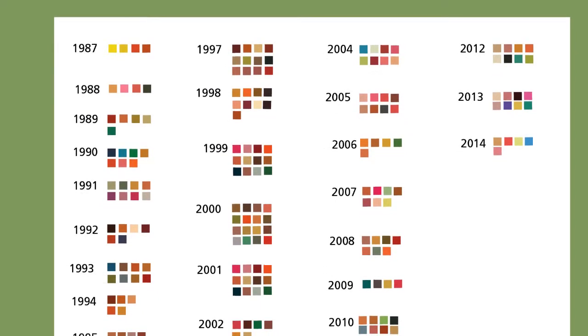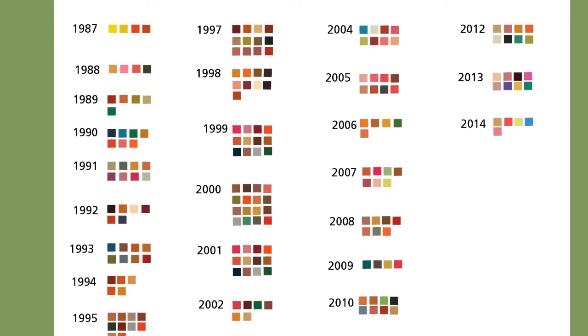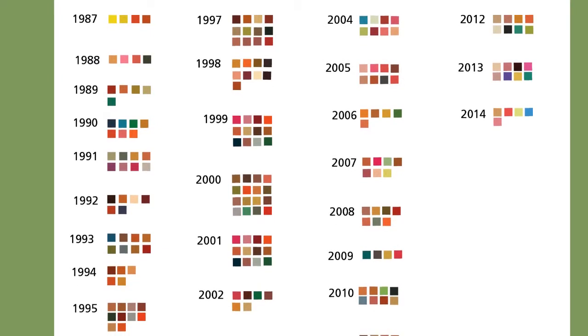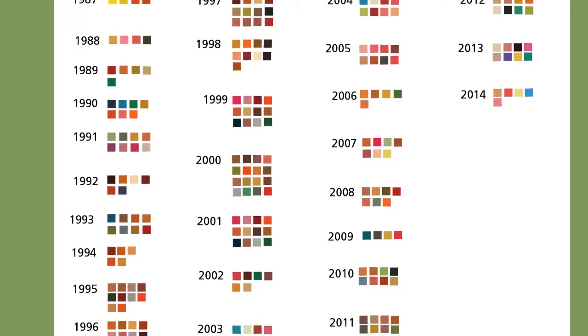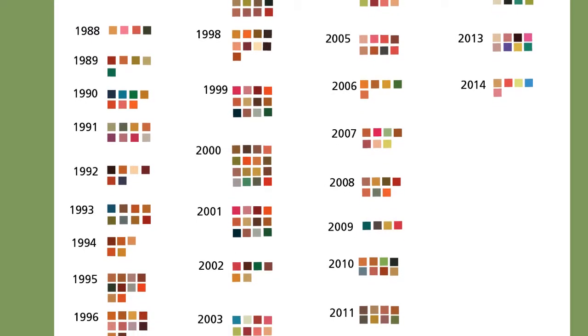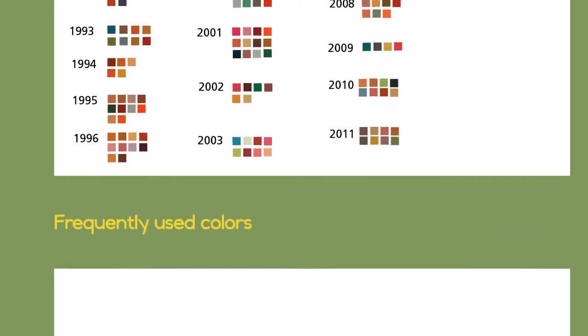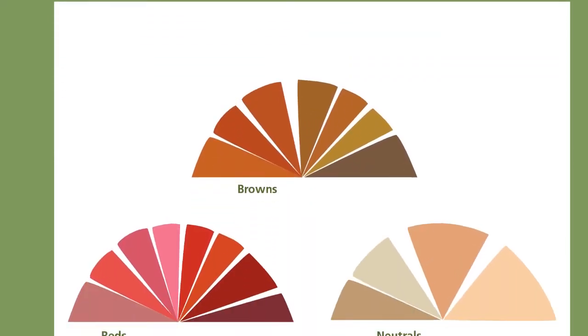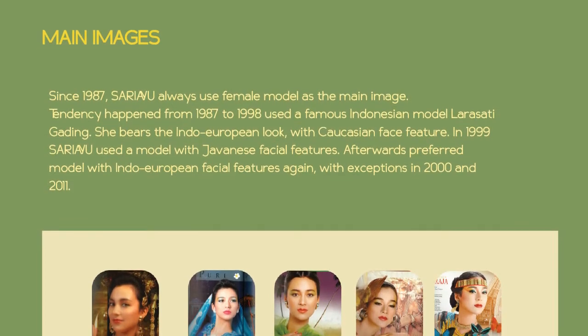As you can see here, Sari Ayu used more colors since 1990, and it escalated and reached the most colors in the year 2000 because Sari Ayu featured 4 cultures that year. The colors most frequently used are shades of red and brown, and neutral colors always feature because they are considered important for the customer. Now we're going to discuss the main image.